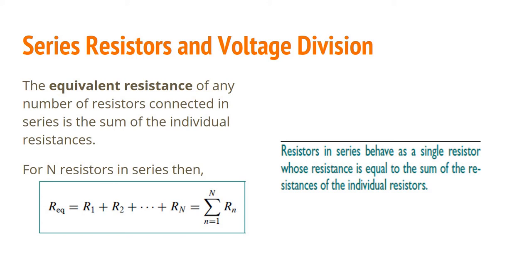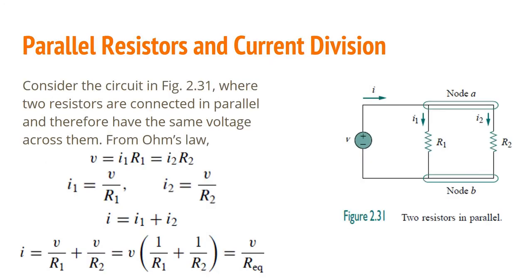So, for n resistors in series, the equation is in the form R equivalent equal to R1 plus R2 plus ... plus Rn. Resistors in series behave as a single resistor whose resistance is equal to the sum of the resistances of the individual resistors. Okay, so that's for the series resistors and voltage division. And now, let's go to parallel resistors and current division.